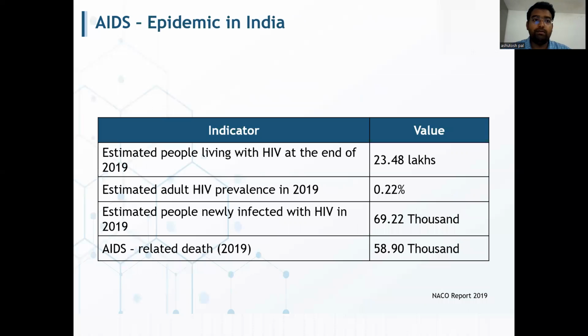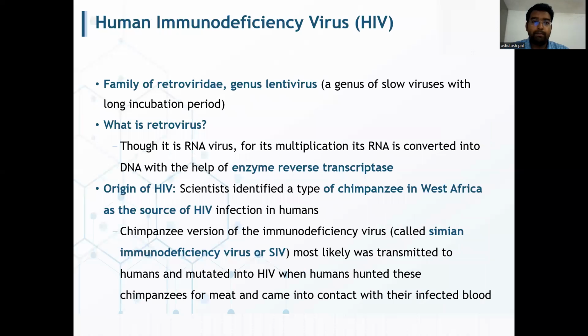epidemic 2021. Now, the epidemic in India: estimated people living with HIV at the end of 2019 are 23.48 lakh. Estimated adult HIV prevalence in 2019 is 0.22%. Estimated people newly infected with HIV in 2019 is 69.22 thousand. And AIDS-related death in the year 2019 is 58.9 thousand.